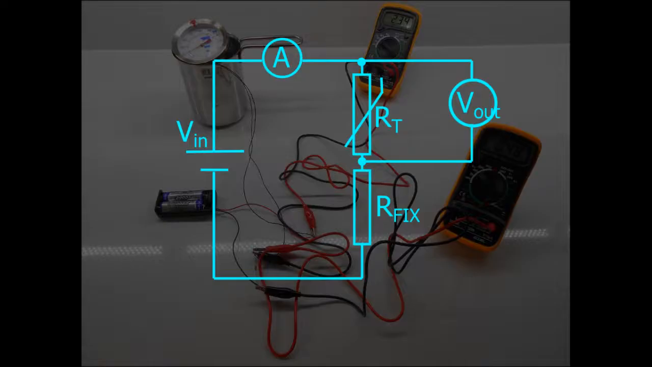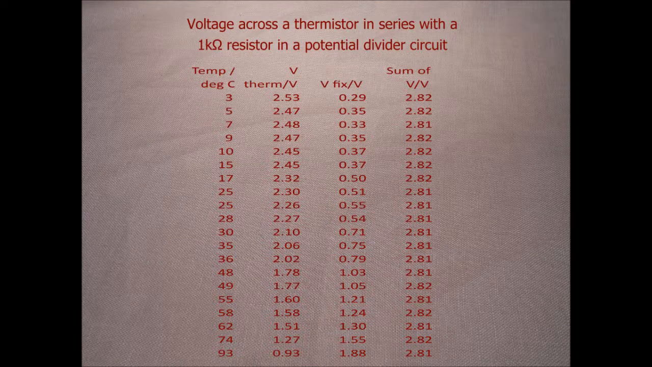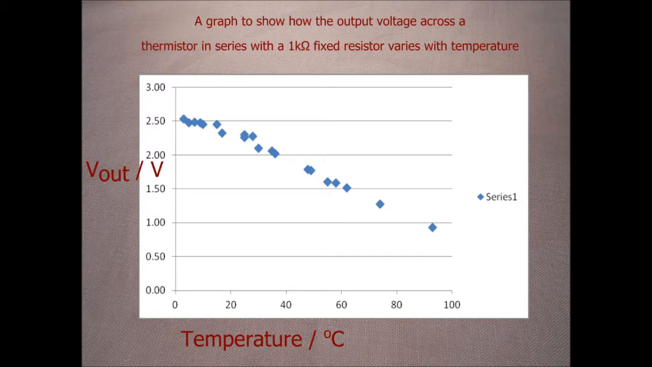Here is an example of the circuit using a fixed resistor in series with the thermistor. This is the equation that describes the behaviour of the circuit. This is the results of that experiment. So I'm measuring two voltages here, the thermistor voltage, the voltage across the fixed resistor, and the sum of the two voltages just to check that my battery isn't fading. This is what V out across the thermistor looks like. And you see over a big chunk of the range of hot water from a kettle, I'm getting a nice linear looking output.